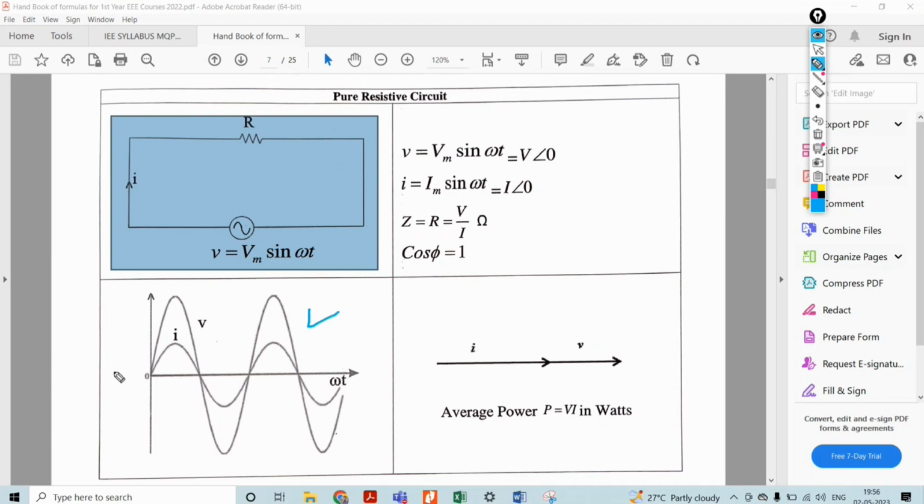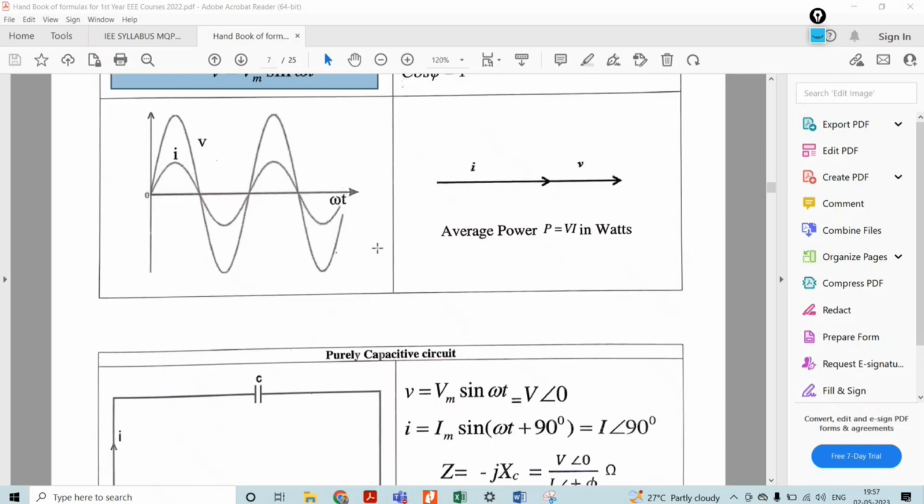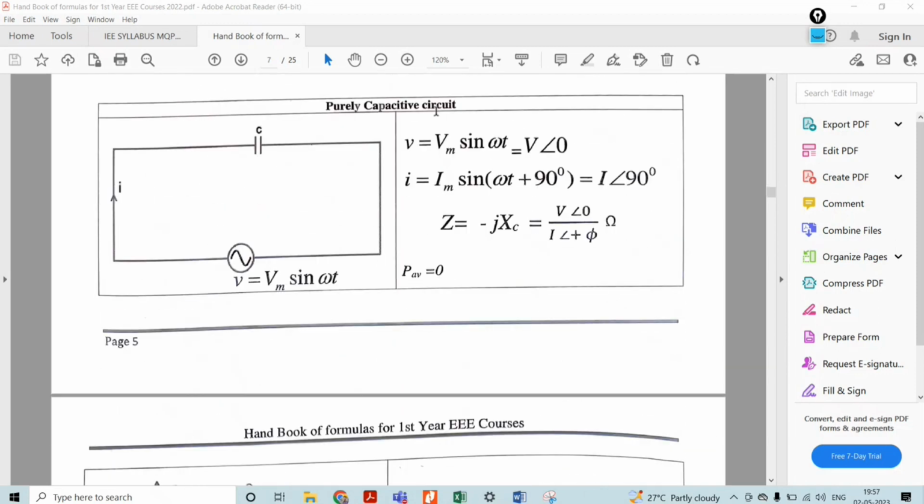This is the waveform. They have not mentioned the power waveform; they have given only the current and voltage. Practice the power waveform with respect to this. Then, pure capacitive.